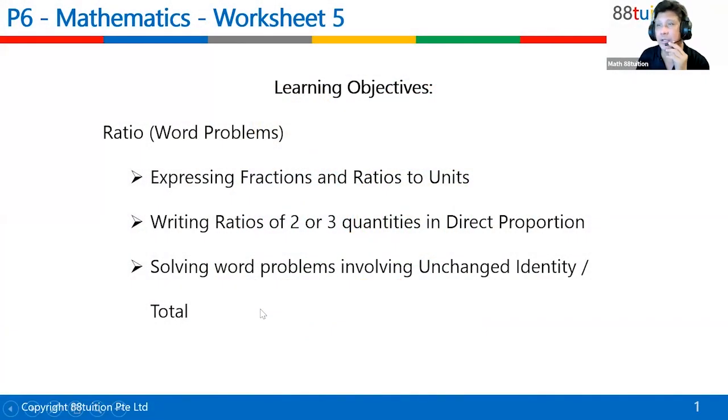Okay, so we are in the midst of moving between fractions and ratio. We will be looking at how a word problem can be phrased. We are looking at maybe one sentence, two sentences, and we need to understand, if those sentences are given to us in a word problem, how many units they actually represent. So we will be looking at that. Then after that, we'll be looking at some word problems involving direct proportion, unchanged identities and unchanged total.